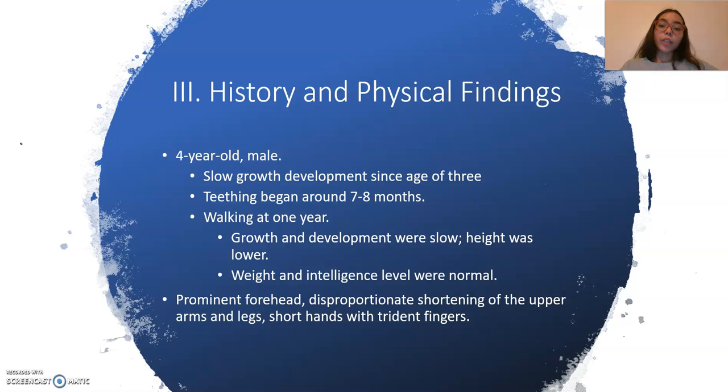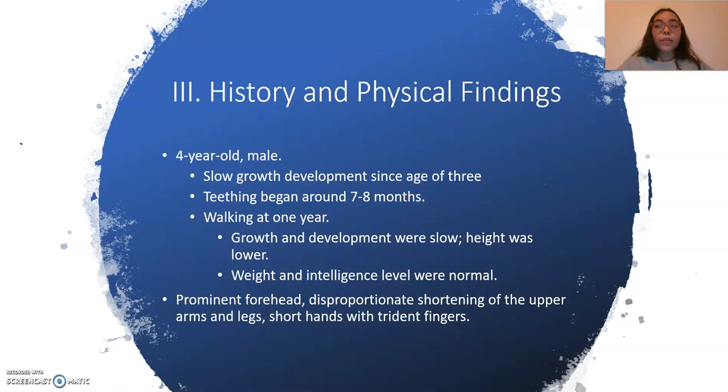Next we'll be looking into history and physical findings. I found a case study of a 4-year-old male. Since the age of 3, he had slow development and growth. He began teething at around 7 to 8 months of age, and he began walking at age 1. After 1 year of age, his growth and development were slow, and his height was lower than other children in the age group.